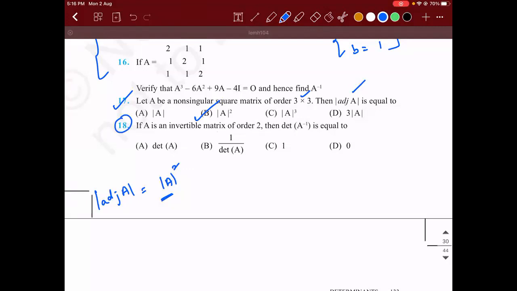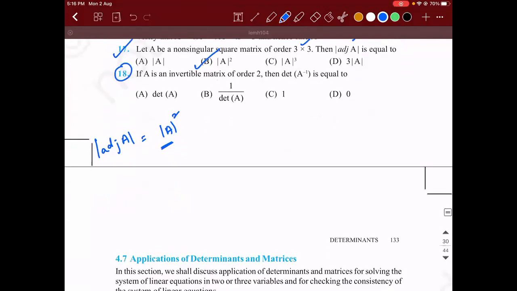18th. If A is an invertible matrix of order 2, then the determinant of A inverse is equal to. One by determinant of A, sir. Yes, but how do you get it? How did you find it out? It's not a property or something, right?